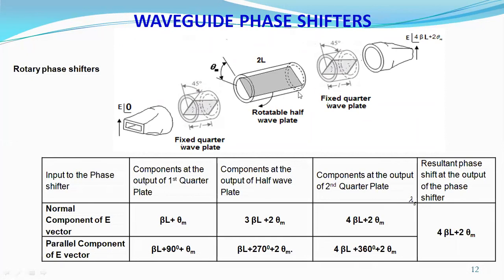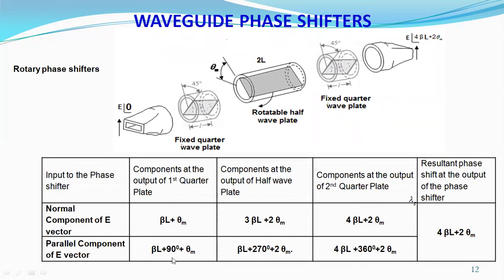So this is the 2. This is beta L, this is 2 beta L. Completely, it is 2 beta L plus 2 theta m. And this is another beta L. So 4 beta L plus 2 theta m. That is if the signal is normal to the E component. Now consider when it is parallel to the E component.